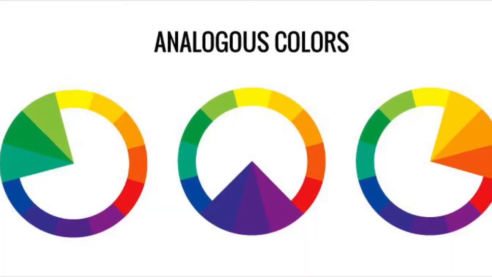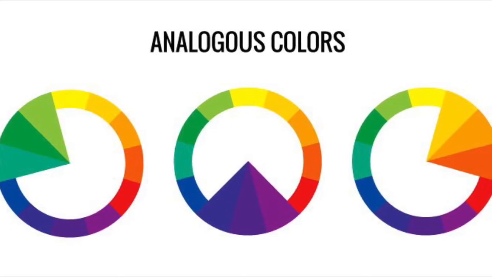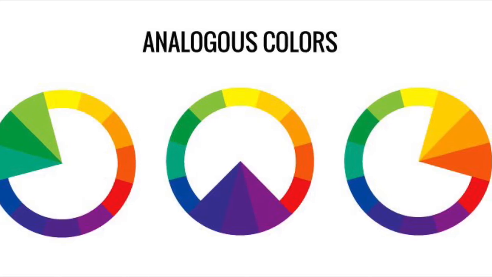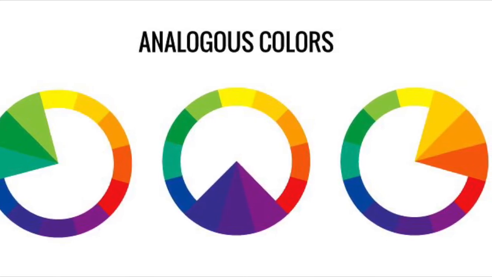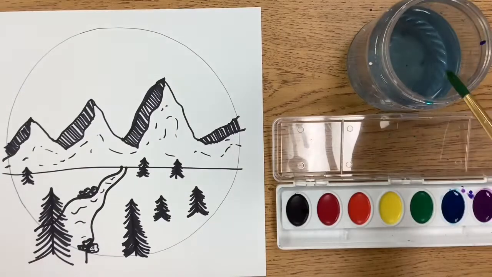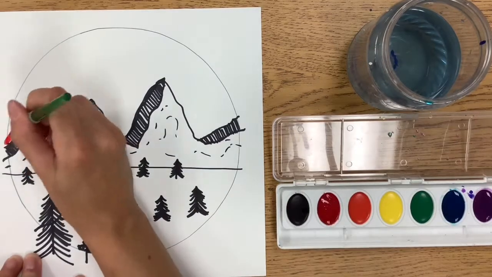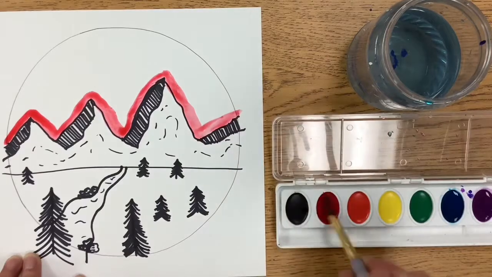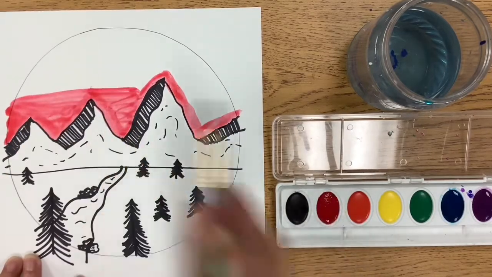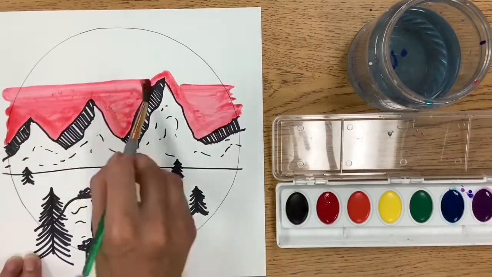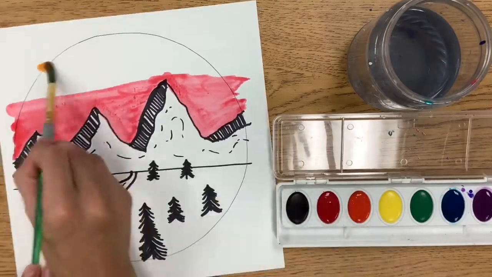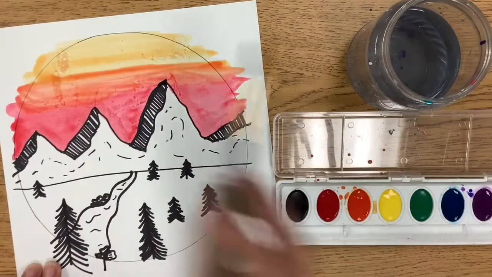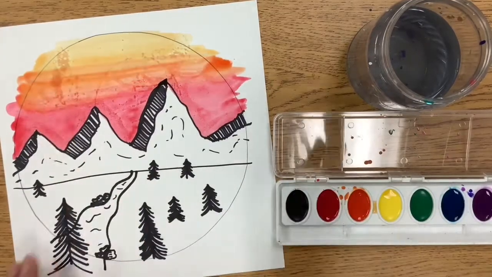Or maybe you want to use more warm analogous colors like a sunset. In this painting, I chose to use red and red-orange, as well as orange. Here I'm painting the red, then I paint the orange, and I mix them in the middle to make red-orange.